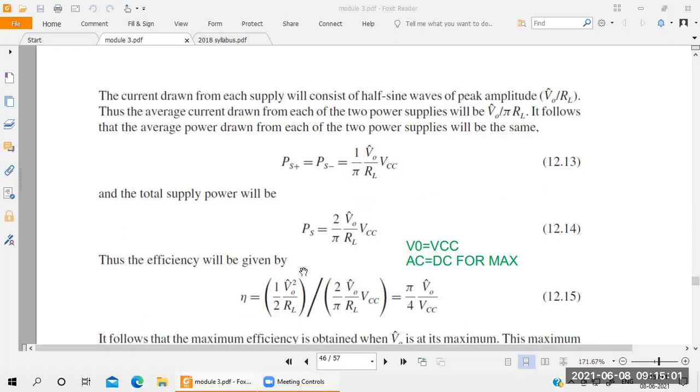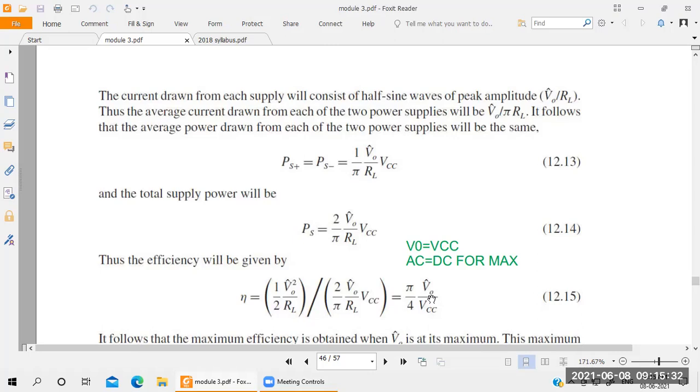Understood? Then substitute in the efficiency equation. That is output power divided by input power. What is the output power here? Load power. What is the equation? 1 divided by 2 V naught square divided by RL. What is the input power? Total input power, 2 divided by pi, V naught divided by RL into VCC. Understood? Then simplify here. You'll get pi by 4 into V naught divided by VCC.